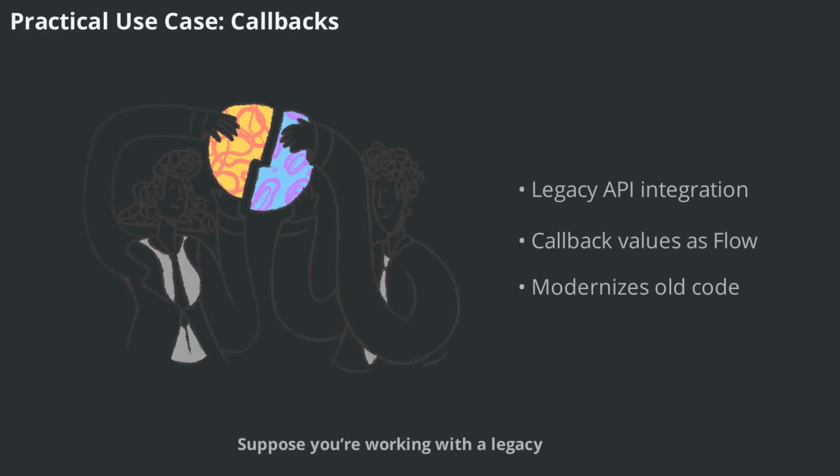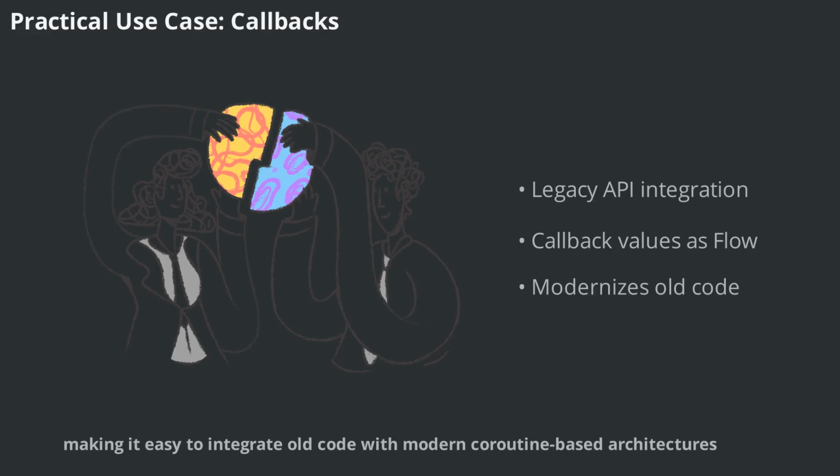Suppose you're working with a legacy API that delivers results through callbacks. With callback flow, you can register the callback and send values to the channel whenever the callback is triggered. The collector receives these values as flow, making it easy to integrate old code with modern coroutine-based architectures.